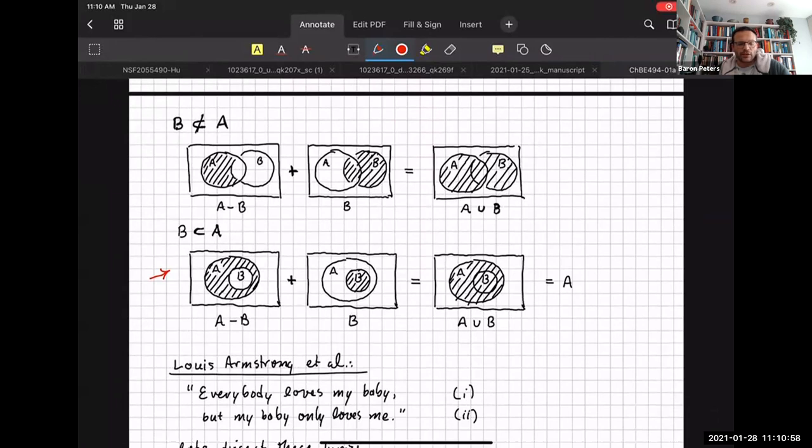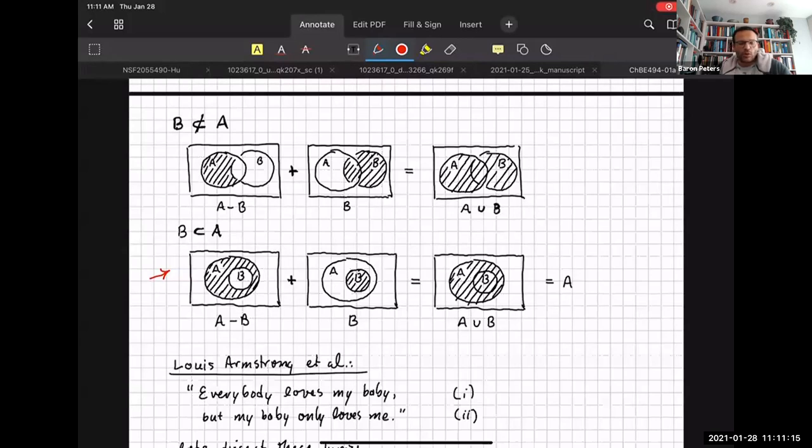Okay, in that case, if I take A and I subtract away the part that overlaps with B, I get this little distorted donut ring depicted here on the left. And then I add B back, I get back to the original set A.